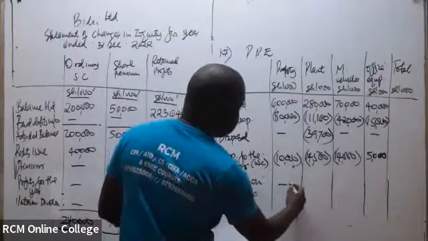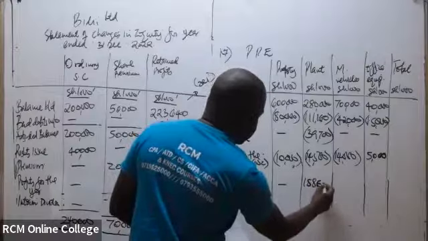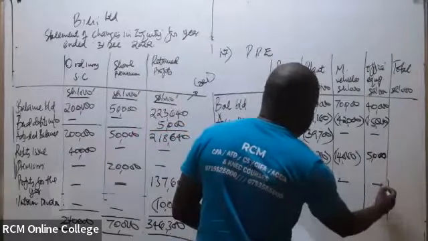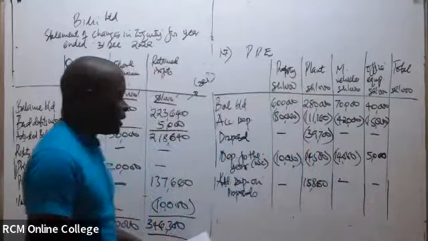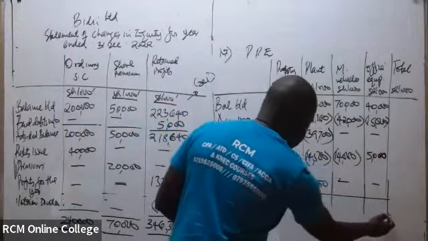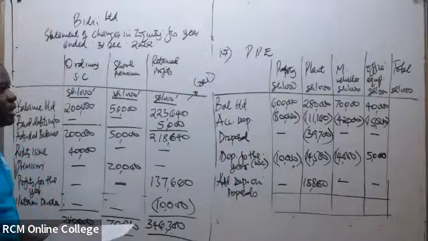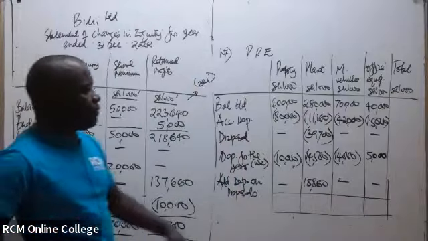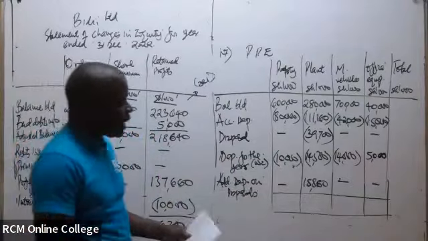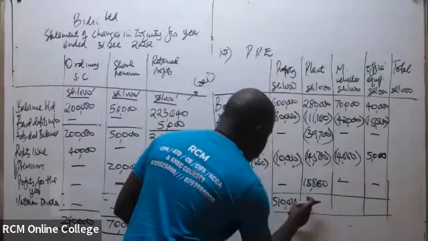So in this case, this one is 15,860. So I think those are the only items. So you can do the computation. Try to do the computation and tell me the figures down here. How much are you having to get here? I think it is 510. Is it 510? This one is 510 million.